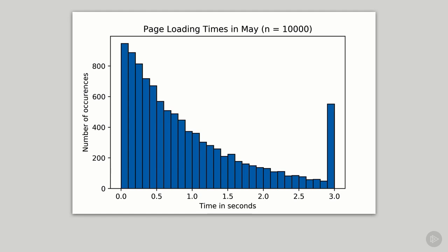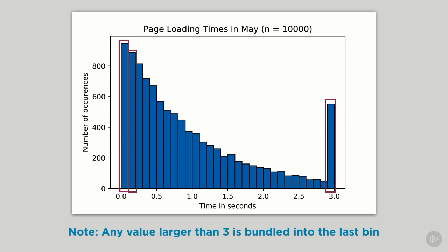As you can see, there are almost 1,000 occurrences of a page loading time that's less than 0.1 seconds, and about 900 occurrences of a page loading time between 0.1 seconds and 0.2 seconds, and so on. And note here that any value larger than 3 is bundled into the last bin. This is a common practice when there are extreme outliers that make it difficult to analyze this data.